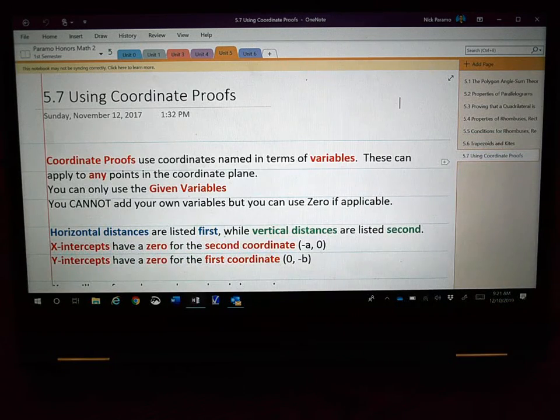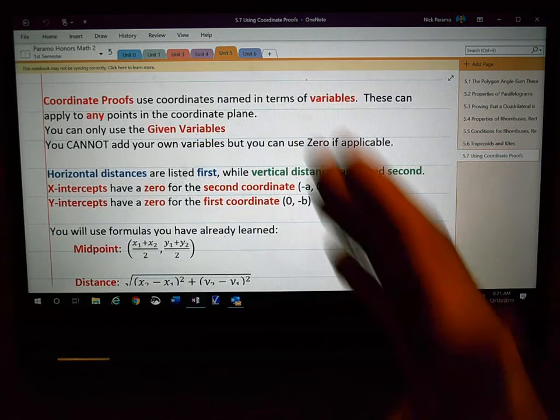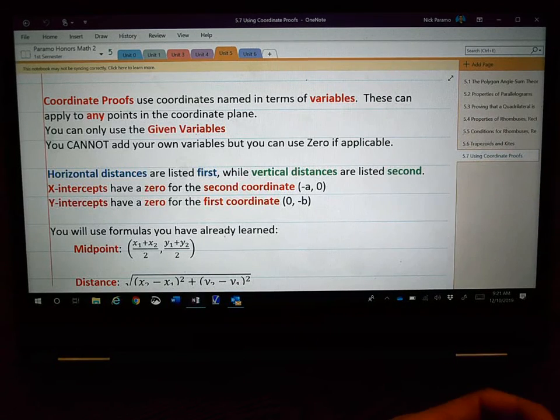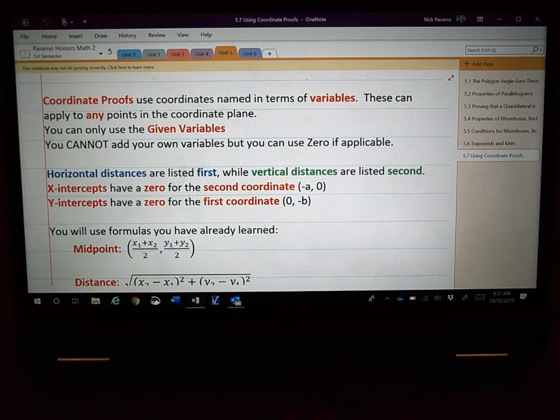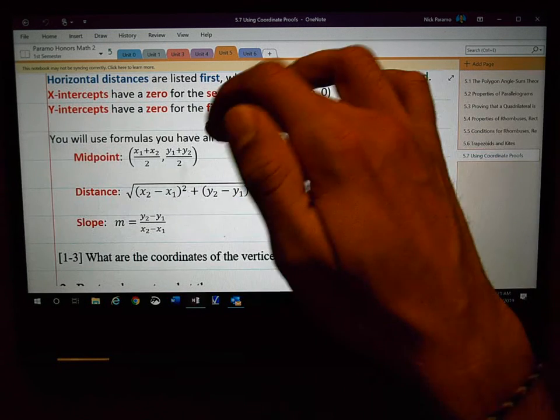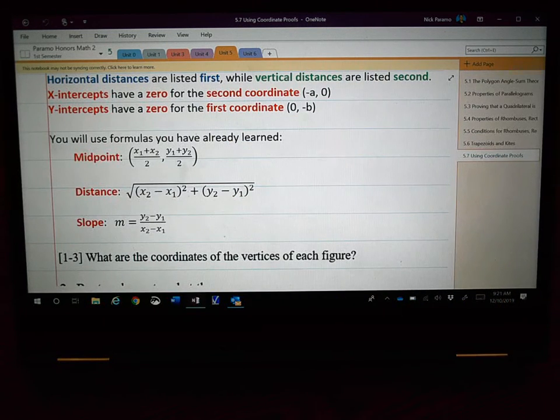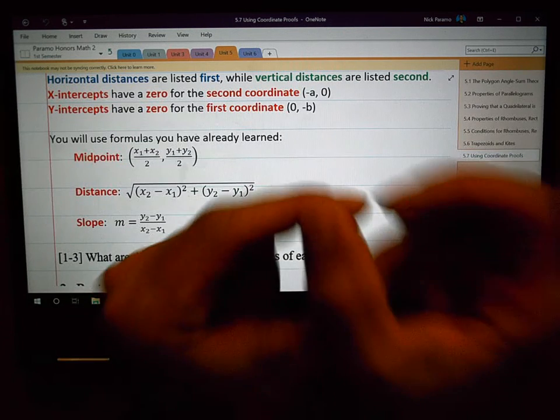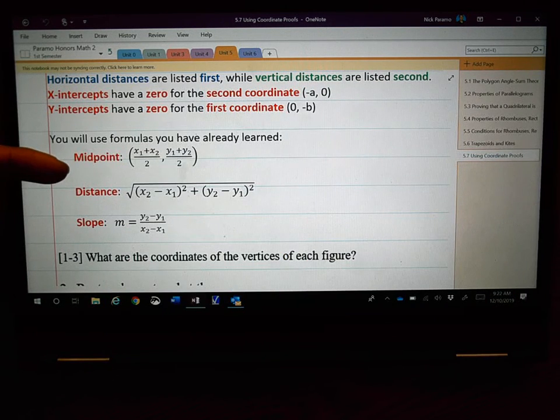Lastly, you could use proofs to prove any of those shapes. All you have to do is know your midpoint, distance, and slope formulas. If you're trying to prove that something's diagonals get bisected, if they have the same midpoint, then those diagonals bisect each other. You could figure that out using midpoints.